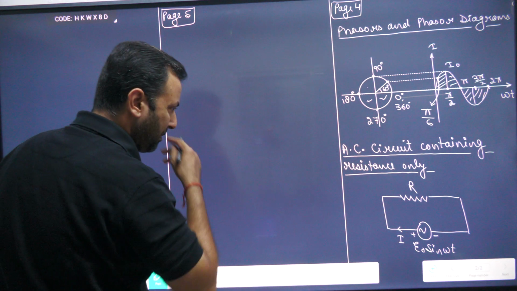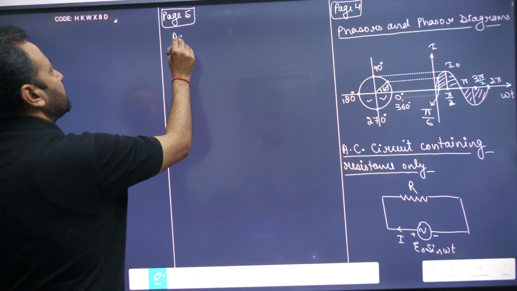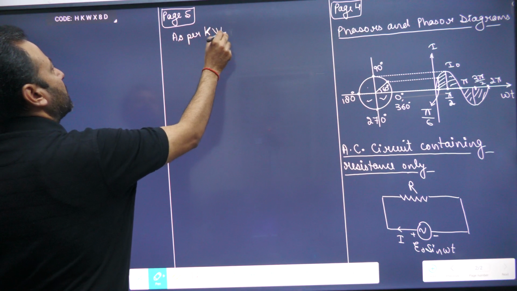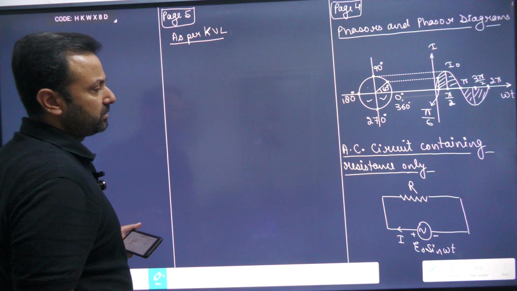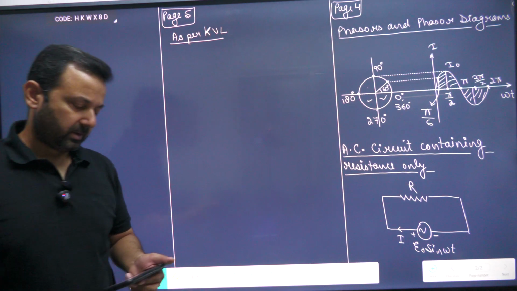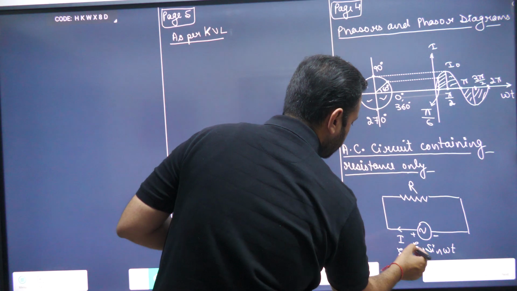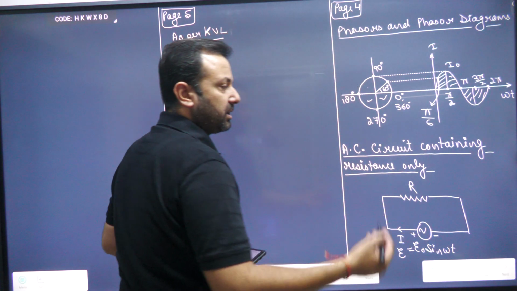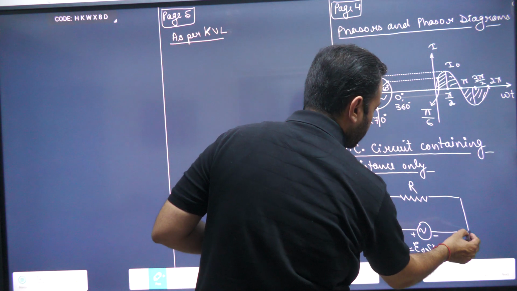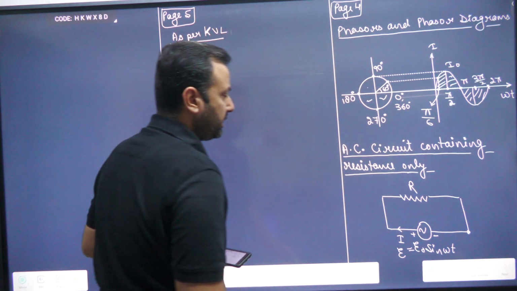So, as per KVL, Kirchhoff's voltage law, E naught sine omega t is nothing but E. As per KVL, we can start from any point and add the voltages around the loop. If we are starting from this point, then the negative terminal comes first, so we will write minus E here.